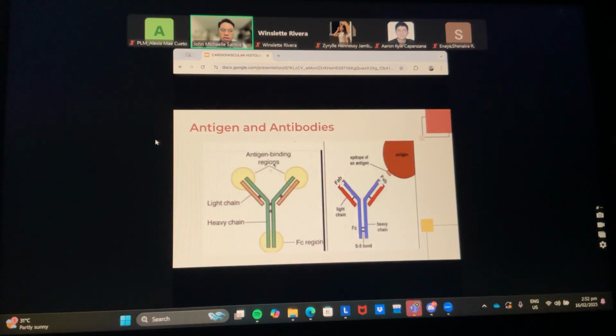Again, this is the picture of your antibody. You have your antigen-binding sites, and then your fragment crystallizable, and then this is your antigen possessing now your epitope. Okay, so this is your epitope.